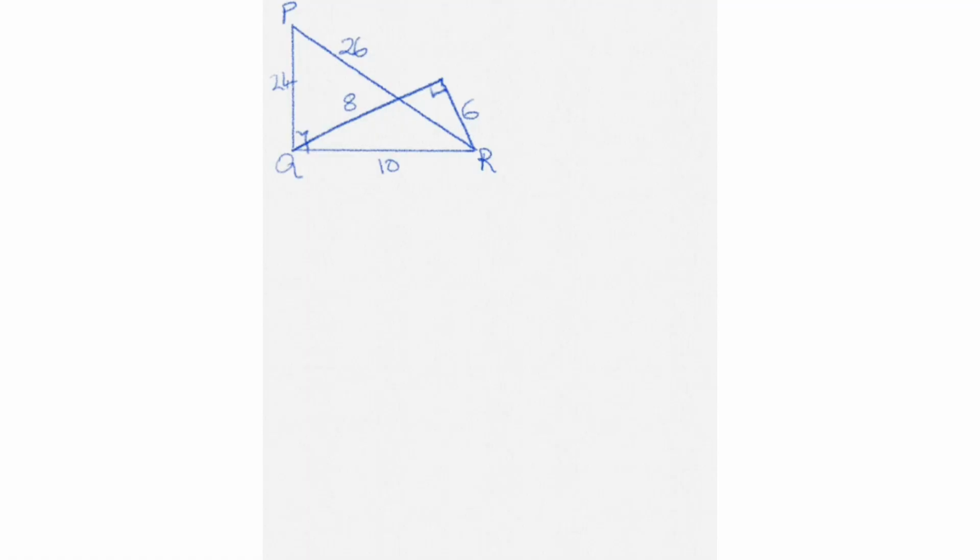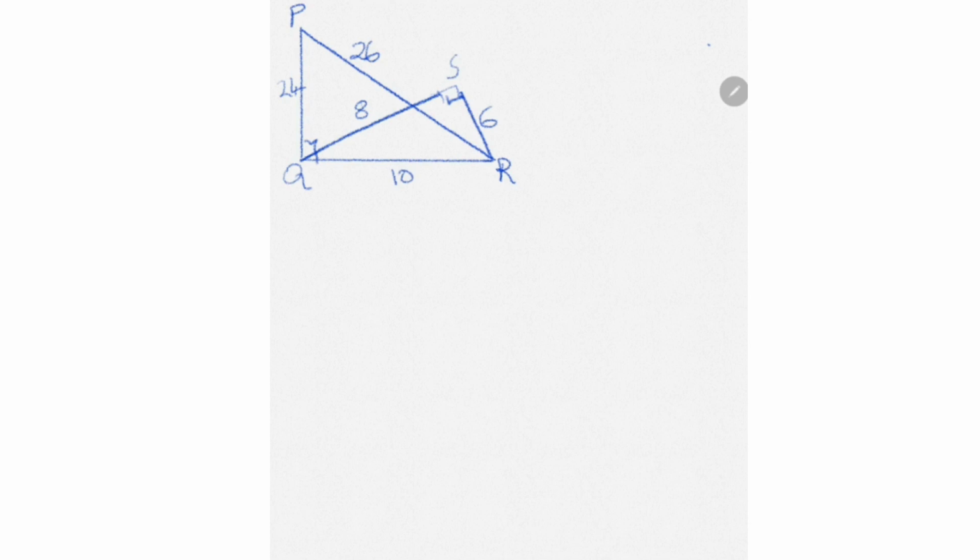This diagram consists of two triangles. We have triangle PQR. There's also triangle QSR. We are given that PR is equal to 26, PQ is 24, QR is 10, SR is 6, and QS is 8.